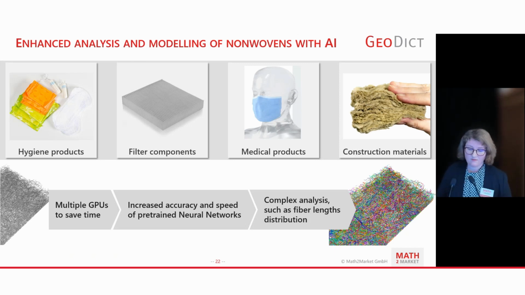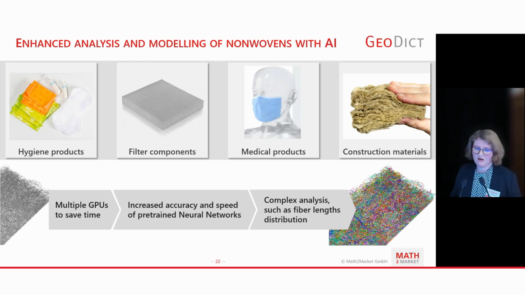In GeoDict, we have powerful methods using artificial intelligence to support you with the development of nonwovens for your products. And in the 2024 version, there are several enhancements. We now support more than one GPU for your AI applications. And then we have a newly trained neural network that we ship with FiberFind AI. With this, we can now do even more complex analysis of things such as the determination of a fiber length distribution.